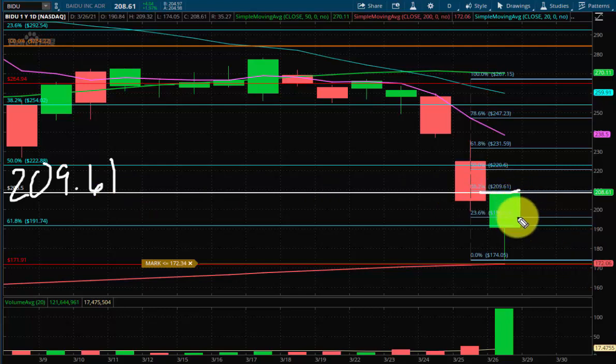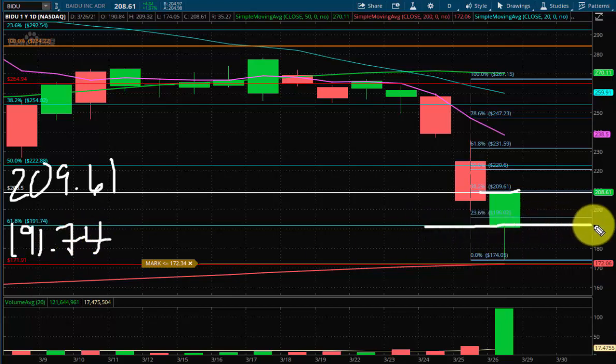And then the support, we have 191.74 as the nearest major fib, that light blue line here. Okay, the move I'm looking for is over 209 to 220. And you might be thinking, Ferris, this is a $200 stock. I don't want to trade this thing. You do. It's really aggressive.